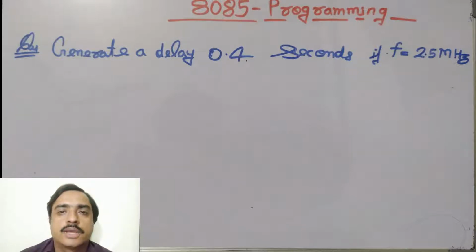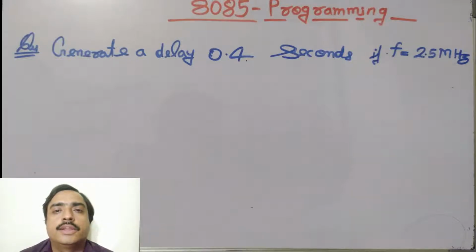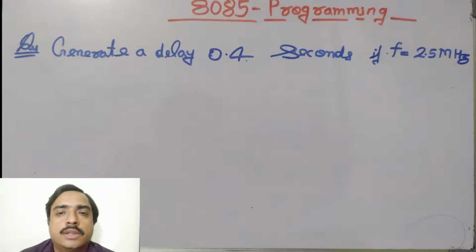for the AKTU exam. This question has been asked many times in the exam. The question is: generate a delay of 0.4 second with the help of 8085 microprocessor. In the previous video you learned how to generate a delay with the help of an 8-bit delay counter and a 16-bit delay counter.